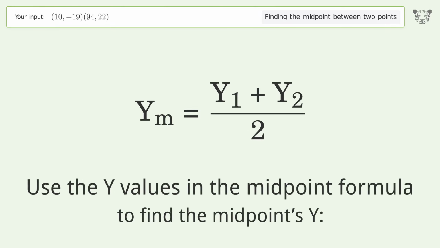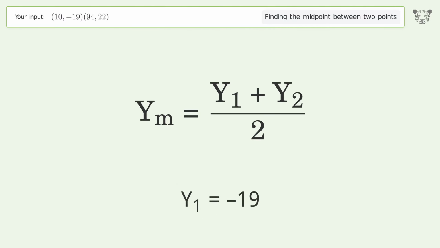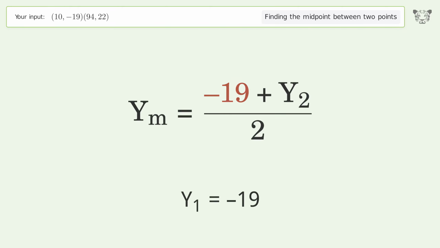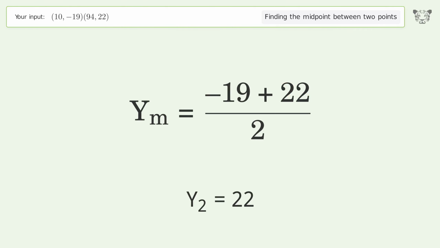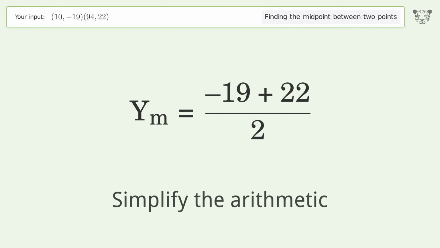Use the y values in the midpoint formula to find the midpoint's y. y1 equals negative 19. y2 equals 22. Simplify the arithmetic.